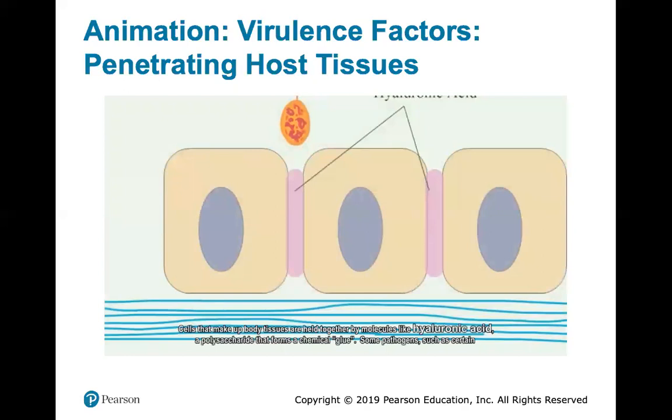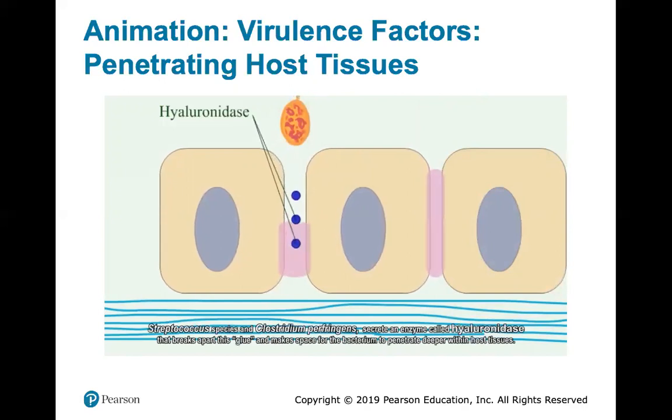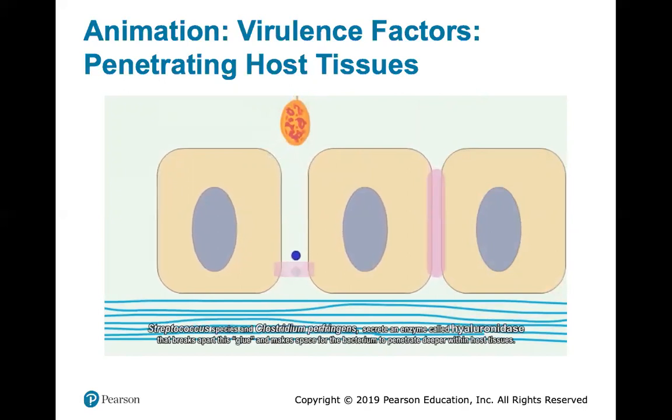Cells that make up body tissues are held together by molecules like hyaluronic acid, a polysaccharide that forms a chemical glue. Some pathogens, such as certain Streptococcus species and Clostridium perfringens, secrete an enzyme called hyaluronidase that breaks apart this glue and makes space for the bacterium to penetrate deeper within host tissues.